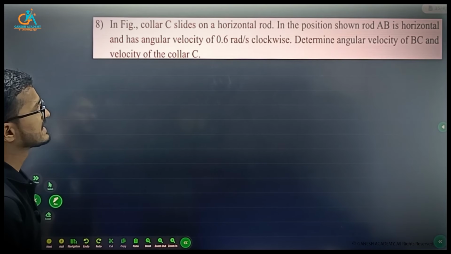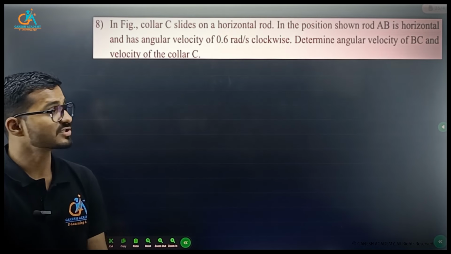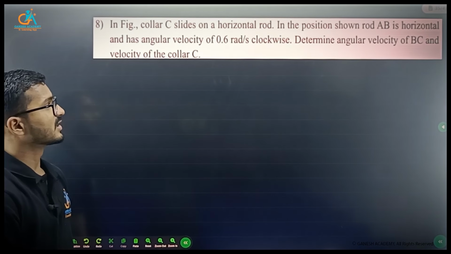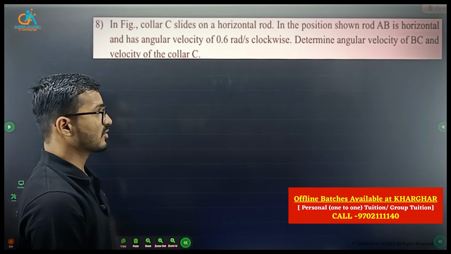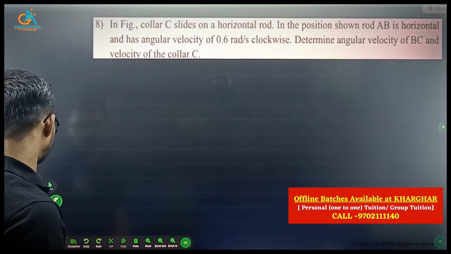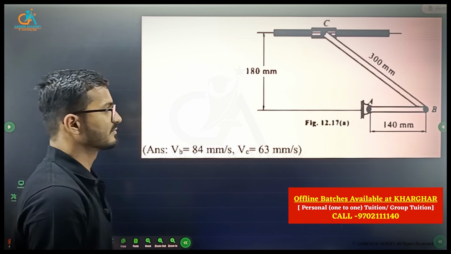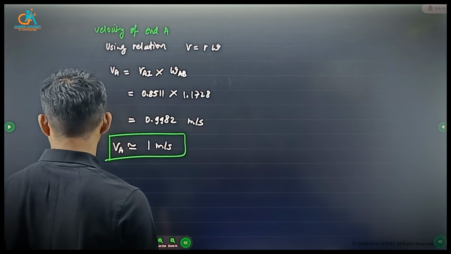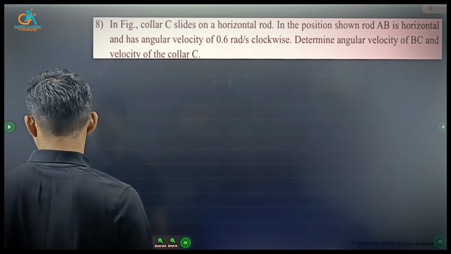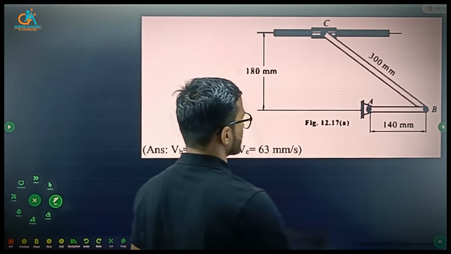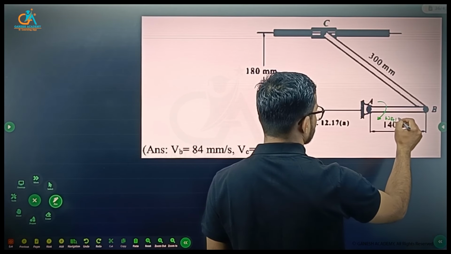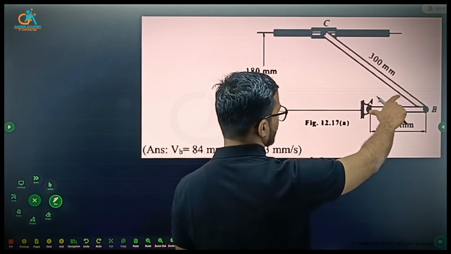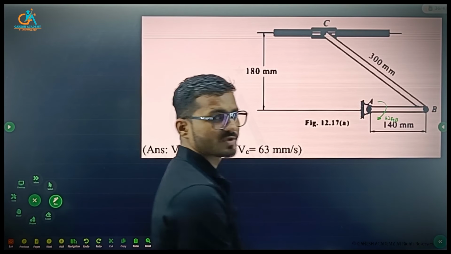In the figure, collar C slides on a horizontal rod in the position shown. Rod AB is horizontal and its angular velocity is 0.6 radian per second clockwise. Determine the angular velocity of BC and the velocity of collar C. So for rod AB, angular velocity is given in the clockwise sense, 0.6 radian per second. As this rod rotates about A, it performs rotation motion.